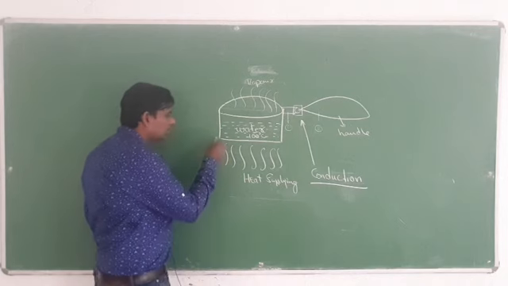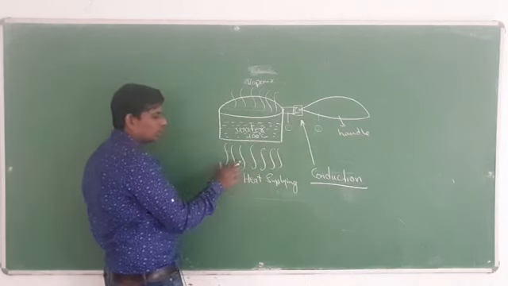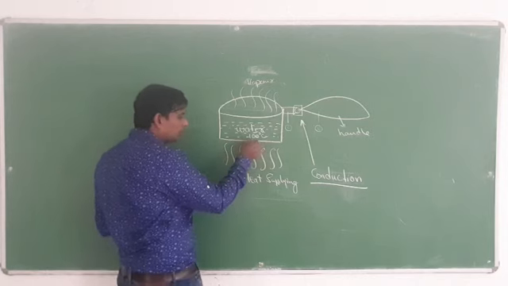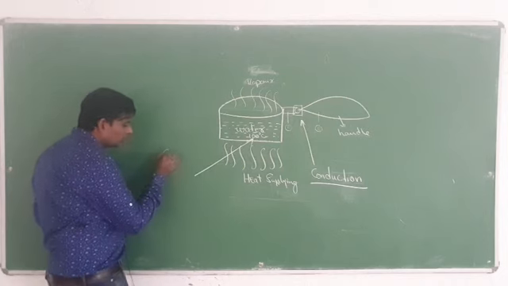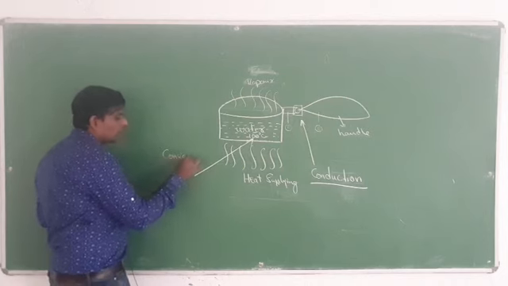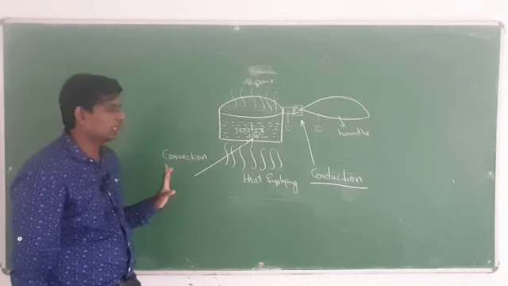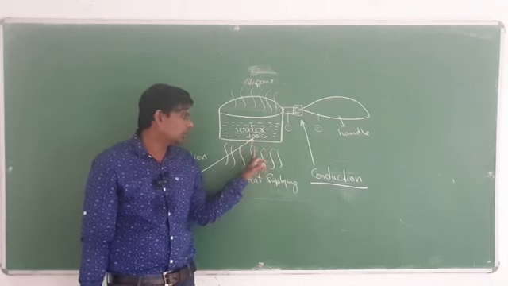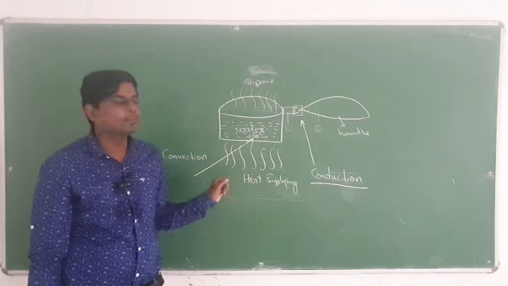As you can see, this one is the solid body, and this one is the liquid or vapor. From here, heat transfer is taking place from solid to liquid. This type of heat transfer is known as convection.